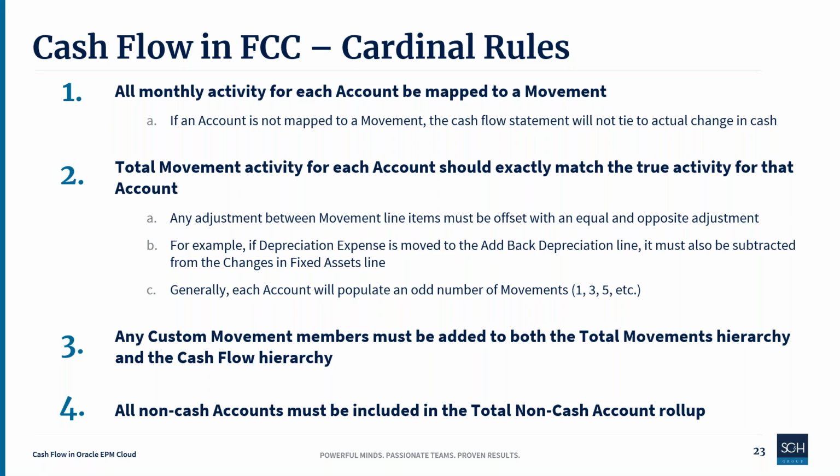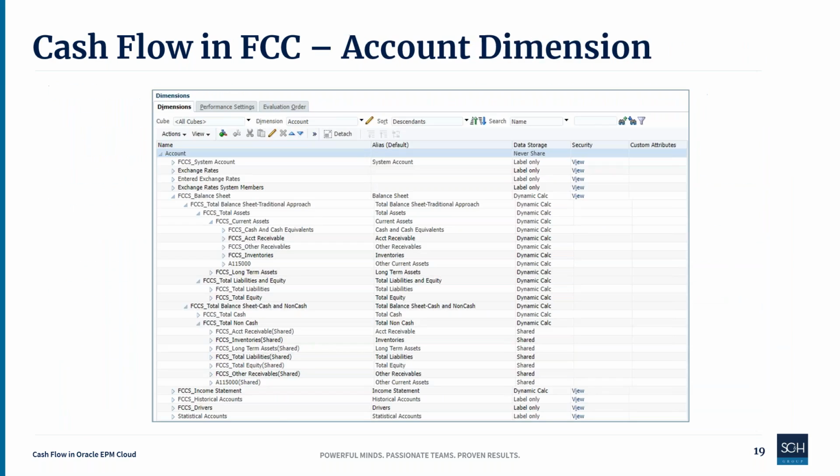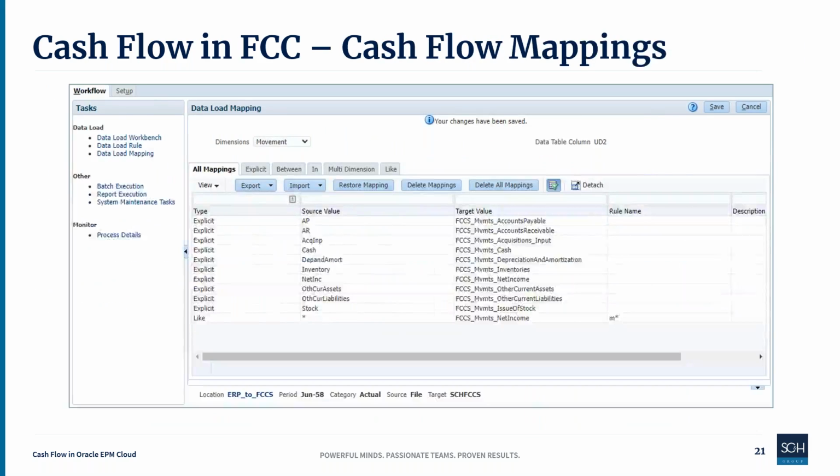In addition to that, when movement members are added, you need to add them both to the movements hierarchy and the alternate cash flow hierarchy, because you'll need to make sure that both line up in order for your balance changes to match. And when you create a non-cash account, you need to make sure it's represented in that non-cash balance sheet hierarchy. If I scroll back up here, you can see that in our non-cash section, we're using roll-ups specifically to avoid that. You want to make sure that every single account will be available in there, in order to populate that cash flow statement.